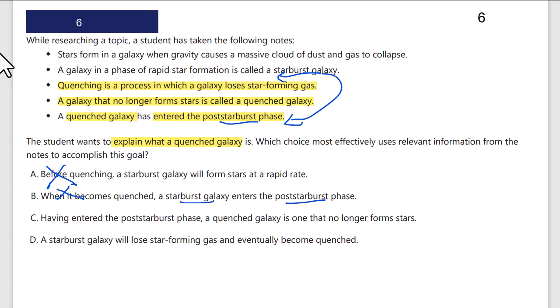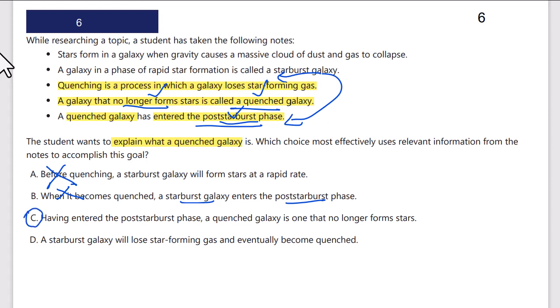Having entered the post-starburst phase, a quenched galaxy is one that no longer forms stars. Yes, you no longer form stars. That is what we call a quenched galaxy, and it's entered the post-starburst phase. Do we really need the definition of quenching in there? It's a process where we lose star-forming gas. No, that's not necessarily part of explaining what a quenched galaxy is. C looks like it's going to be the correct answer.